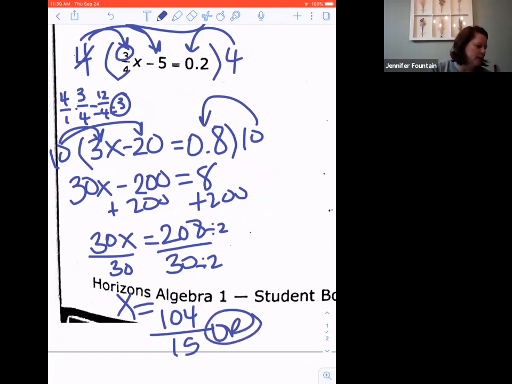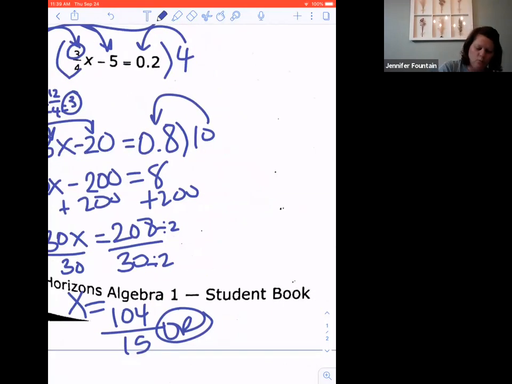Or I can write it as a decimal, and 104 divided by 15 gives me another repeating decimal, so 6.93, but just my 3 is repeating. So I can write it as a reduced fraction, reduced improper fraction, or a repeating decimal.